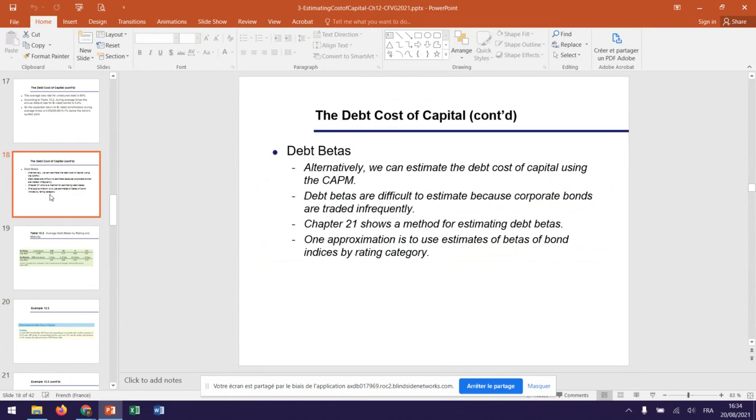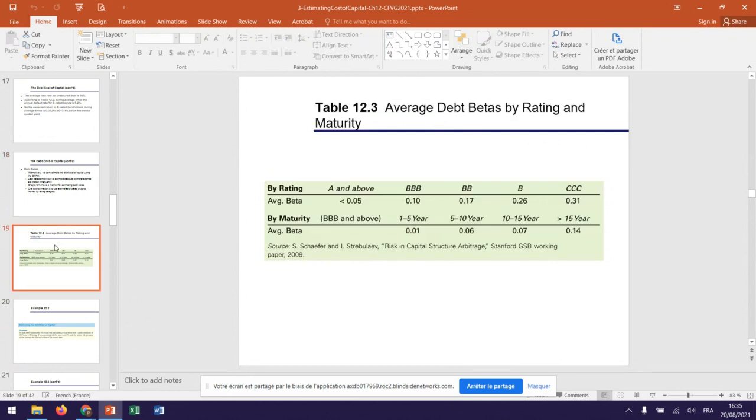However, if you are able to quantify the market risk of debt, which is relatively low, you can borrow the CAPM formula to estimate the cost of debt based on the debt beta. Okay, so you can imagine that usually the debt beta is relatively low compared to the equity beta. And for the debt beta, from A and above the average is 0.05, triple B is 0.1, and so on and so forth. This is based on rating.